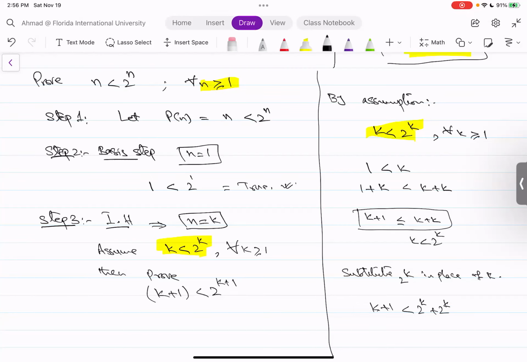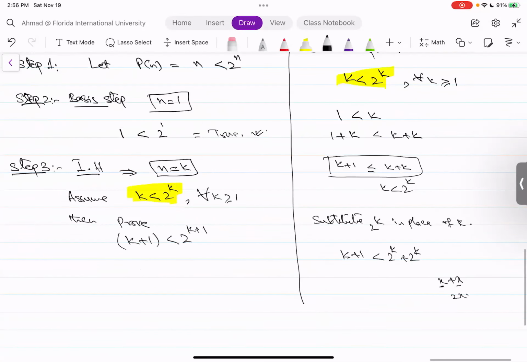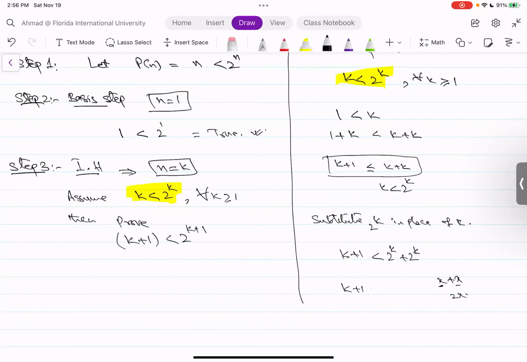Now it is a fact that when you have x plus x, it is going to be 2x, right? So that is what we get here: k plus 1 is less than 2 times 2 to the power of k, which is nothing but 2 to the power of k plus 1. So we reached this point, which is what we had to prove for the k plus 1 value, right?